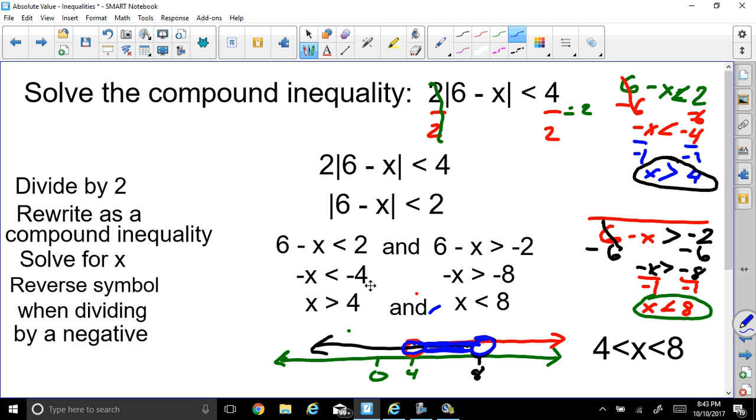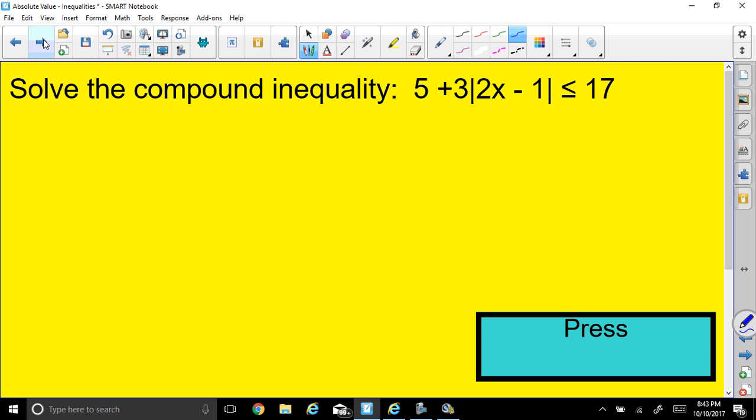I brought the 6 over, and x is greater than 4. Remember to switch the symbol because you're dividing by a negative. Same thing over here. I brought the 6 over. That gave me negative 8 divided by negative 1. That'll give us x. Remember to reverse the symbol because you're dividing by negative 1, to positive 8. And there you have it. This is an "and" because you have an intersection. So make sure you graph it.